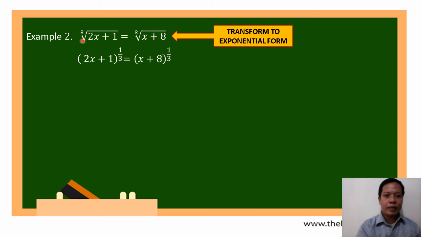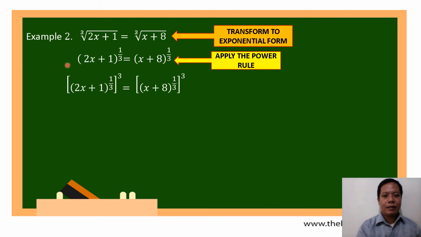Why? Because our index is cube, or 3. So this will be getting the cube, and then apply the power rule. So we have the cube of the quantity 2x plus 1 raised to 1/3 is equal to the cube of the quantity x plus 8 raised to 1/3. Now, after that, apply the power rule. The result will be 2x plus 1 is equal to x plus 8.